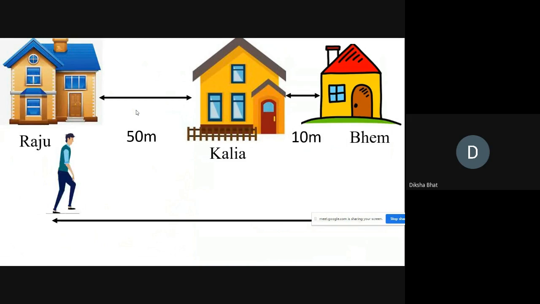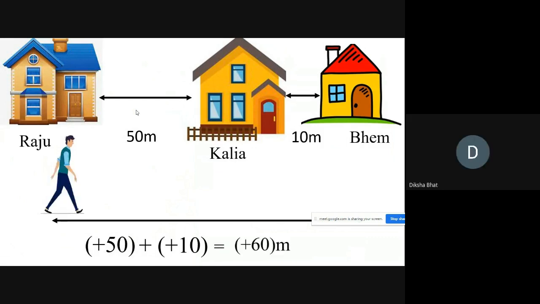Yes. We will solve this step by step. What is the distance between Raju's house and Kalia's house? 50 meters. Yes, correct. And what is the distance between Kalia's house and Bhim's house? 10 meters. Yes. So in order to find a total distance, we have to add these two numbers. Let's add them. What will be the answer? 60 meters. Yes, correct.